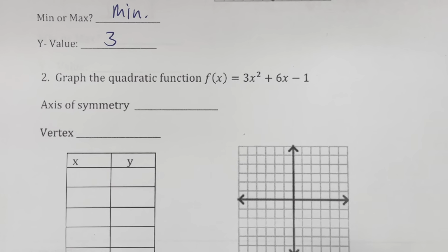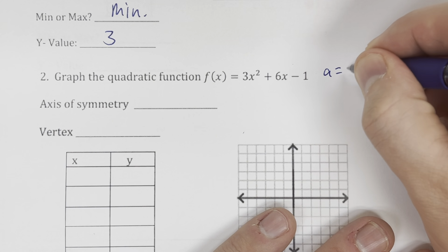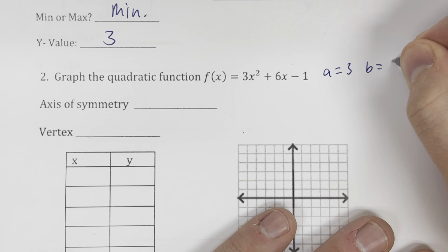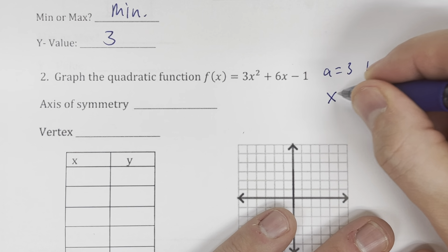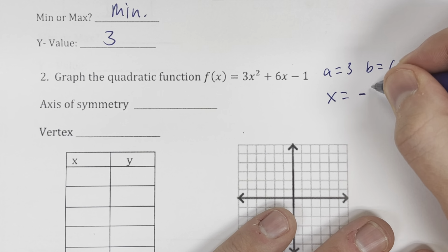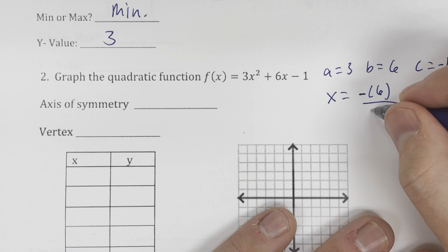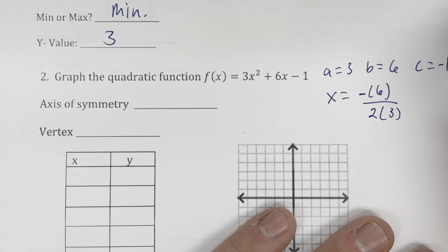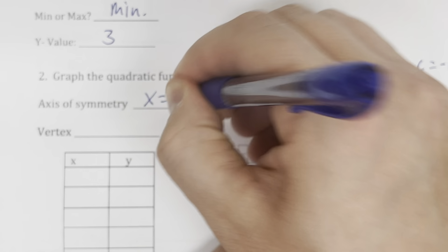So again, first step, find the axis of symmetry. We have to label A, B, and C. So A is equal to 3. B is equal to 6. C is equal to -1. X equals negative B over 2 times A, so negative 6 over 2 times 3. All right, so I got negative 6 over 6, which is -1. So the axis of symmetry is X equals -1.